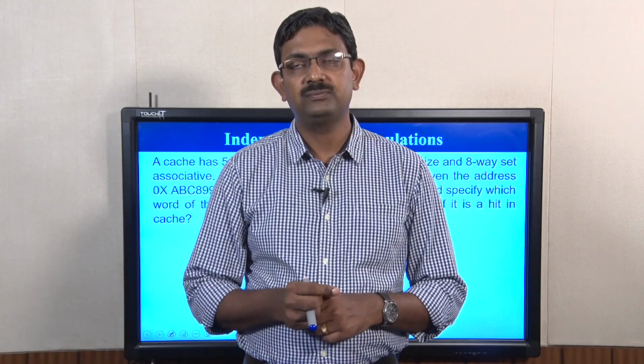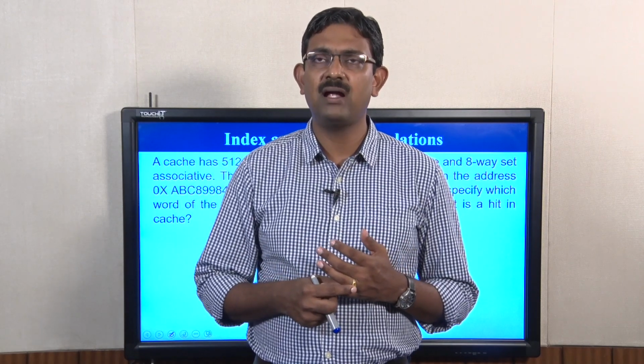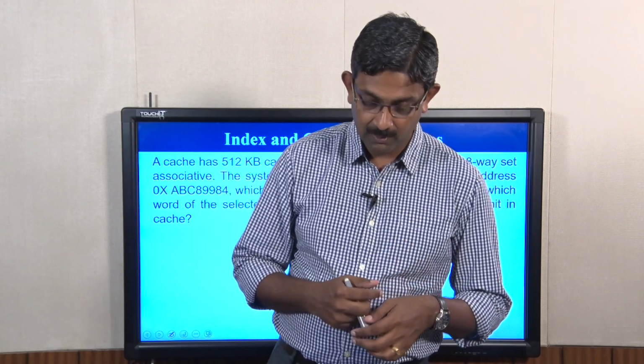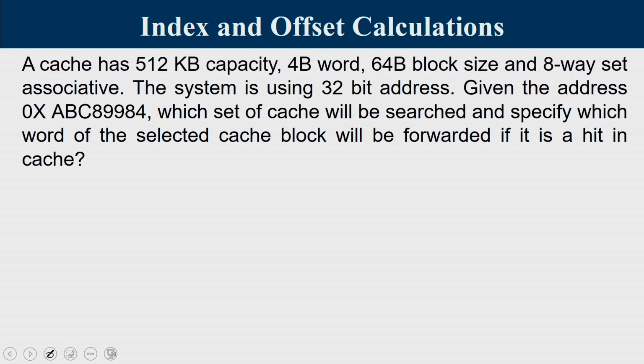Let me now draw your attention to a small numerical problem which will help you in understanding these cache, tag, index and offset concepts. Consider a cache that has 512 kilobytes capacity, 4 byte word, 64 byte block size and 8-way set associative. The system is using a 32-bit address. Let us imagine the address 0xabc89984 is being given by the processor. Now, which set of the cache will be searched to find this address, and which word of the selected cache block will be forwarded if it is a hit in the cache?